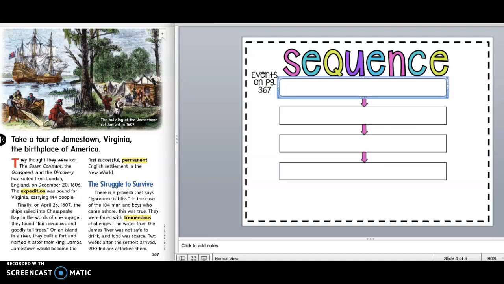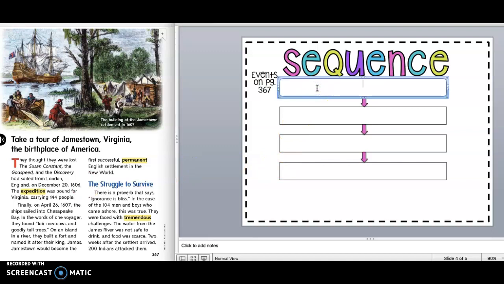All right, Aggies and Buckeyes, I went ahead and pulled up the story side by side along with our thinking map so we can put those events in order. So we did talk about December 20th, 1606, we had 3 ships sail from London, and we found that information right here in this paragraph. We noticed the date right here, and that told us that that was something that happened first.